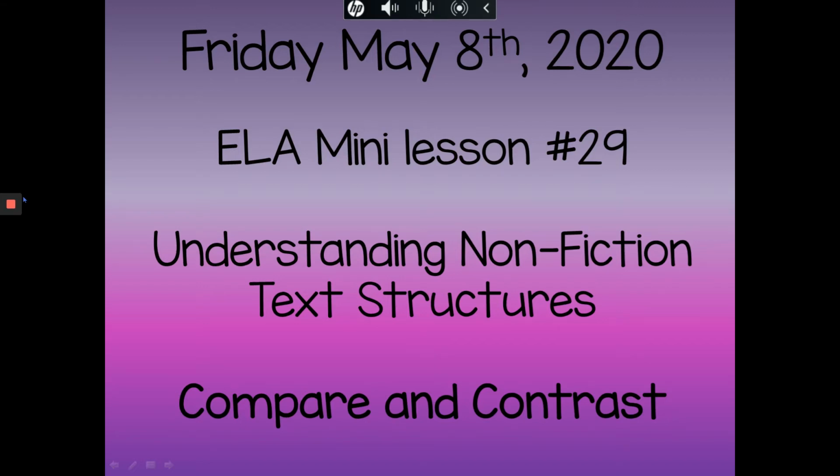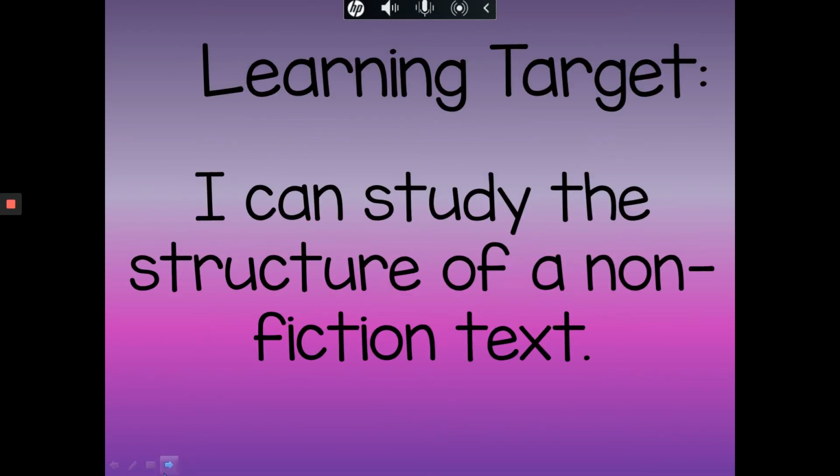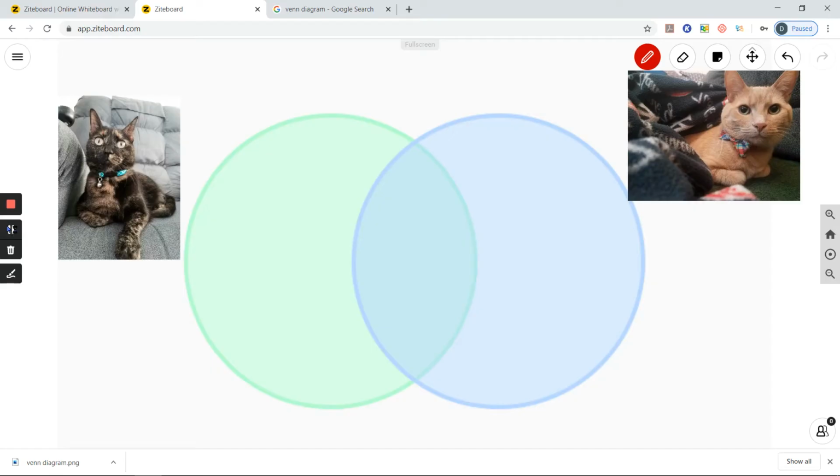2020, and this is ELA Mini Lesson number 29. Today and Monday, the text structure that we're going to be examining is compare and contrast. Your learning target is, I can study the structure of a nonfiction text. And today we will be looking at and discussing the compare and contrast nonfiction text structure.